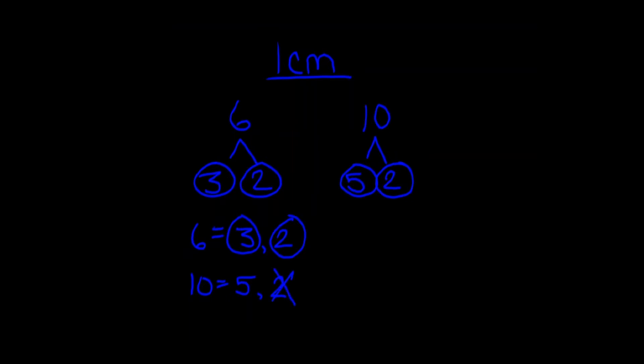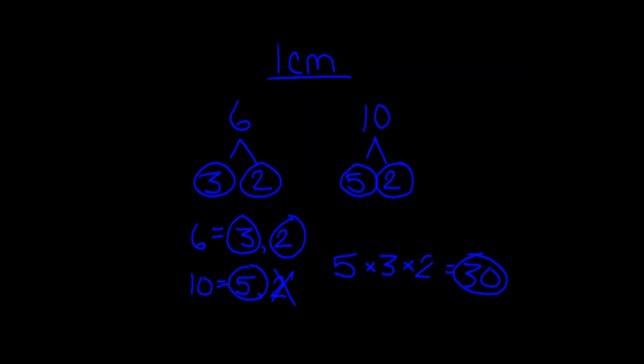And then moving on to 10's prime factorization. There's a 5 left. There's no 5s in the 6 prime factorization, so you're going to circle this. And then what you want to do is multiply all the circled numbers. So 5 times 3 times 2. And that is equal to 30, which is the least common multiple of 6 and 10.